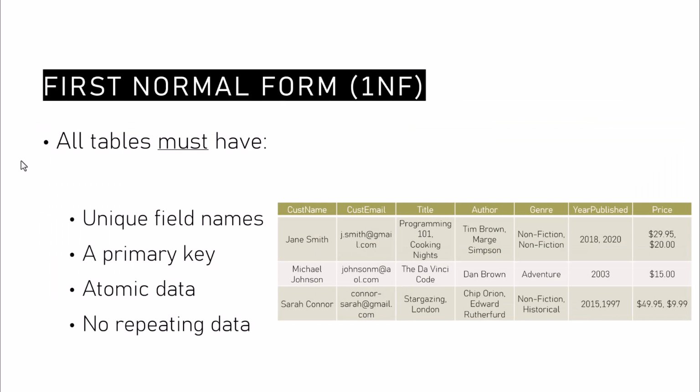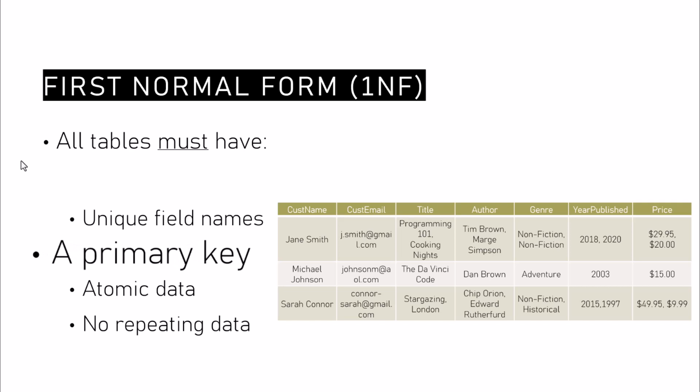So in first normal form, what we want is to ensure that every single table in the database adheres to these four key things: unique field names, a primary key, the data is atomic, and we have no repeating data. Now at the moment, this unnormalized table that we have here only satisfies the first of these four criteria. All the field names are different. What we're missing is a primary key.